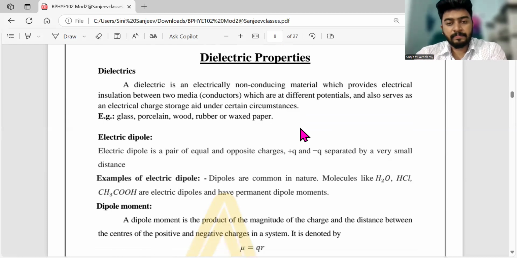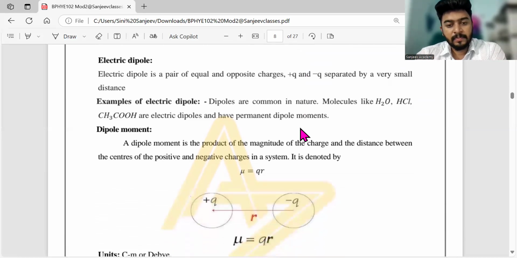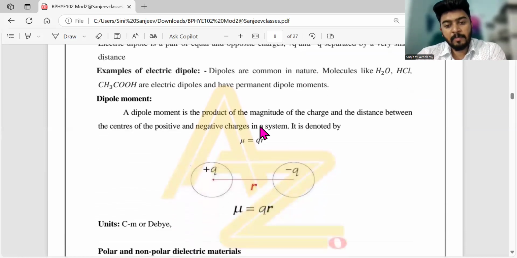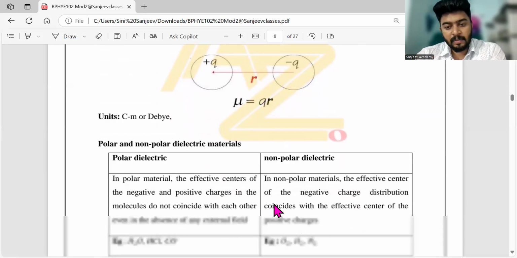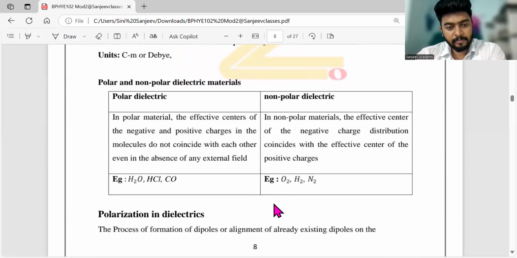Electric dipole. Dipole is nothing but two equal and opposite charges separated by a distance. There is a dipole, and this is the dipole moment, mu is equal to Q into R, where R is the distance between the two opposite but equal charges. Polar dielectric: see the example. All are compounds. Non-polar, it is all individual atoms.